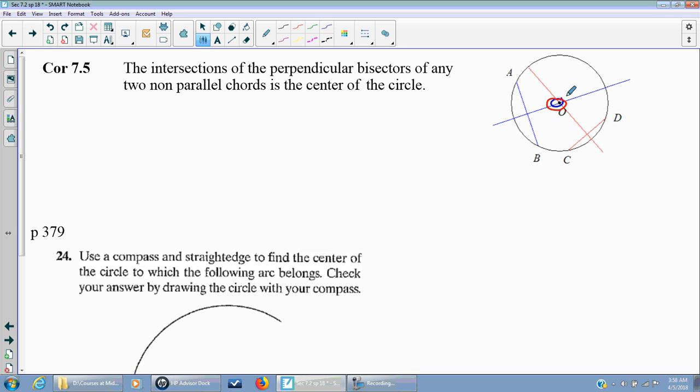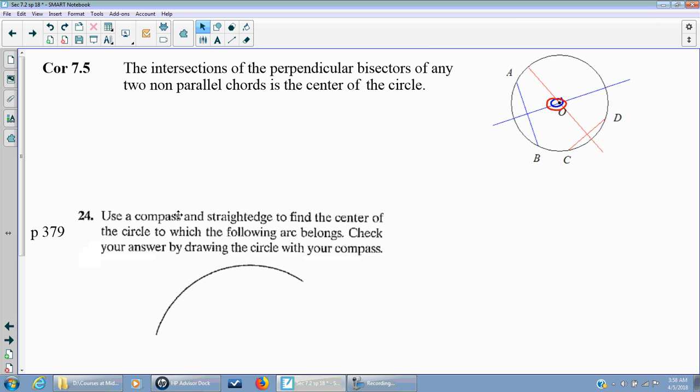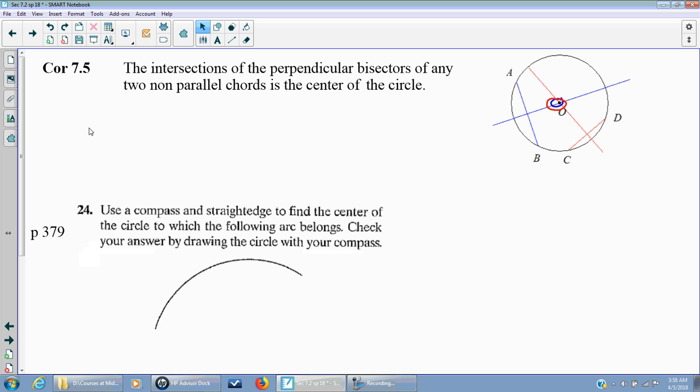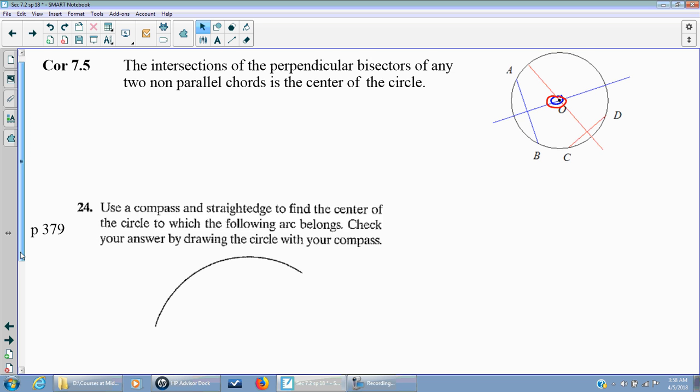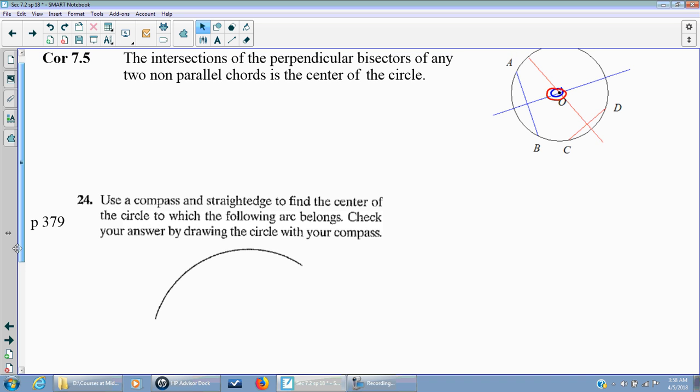So this gives us a really easy way, perhaps, to do the following. This is an arc of some circle. This is number 24, page 379. Somewhere down here is the center. And what we want to do is to use a compass and straight edge to find the center of the circle where this arc belongs.